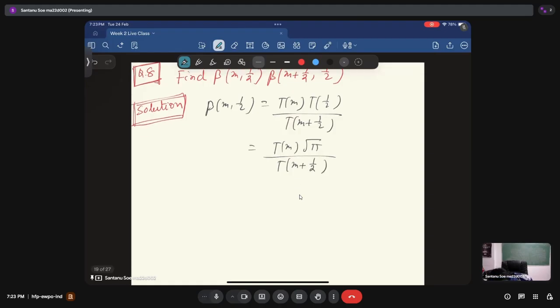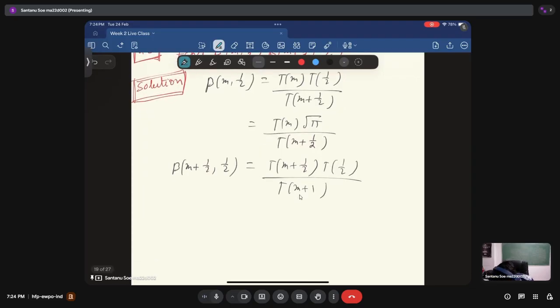Now similarly, beta of m plus 1 by 2 comma 1 by 2 is gamma of m plus 1 by 2 into gamma of 1 by 2 divided by gamma of m plus 1, correct? So this is gonna be gamma of m plus 1 by 2 into square root of pi divided by m gamma m.